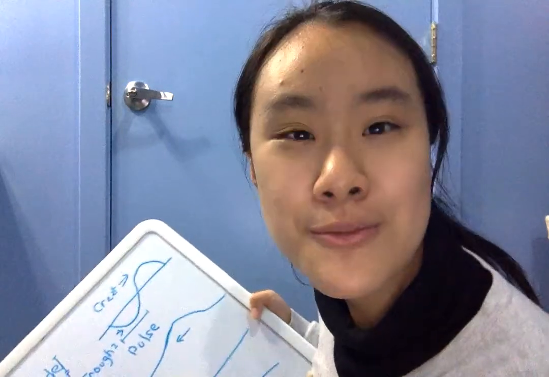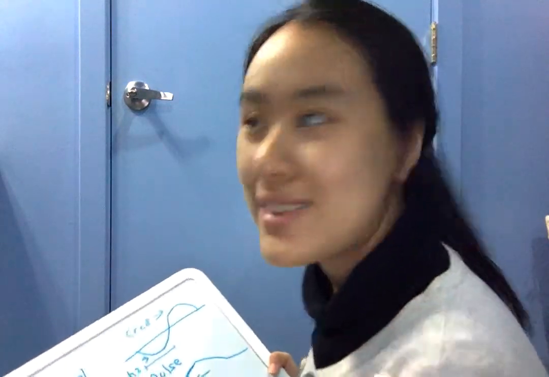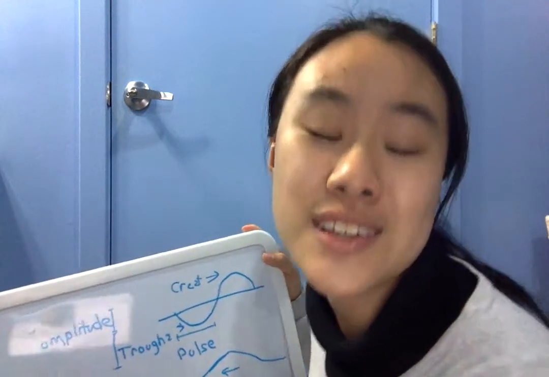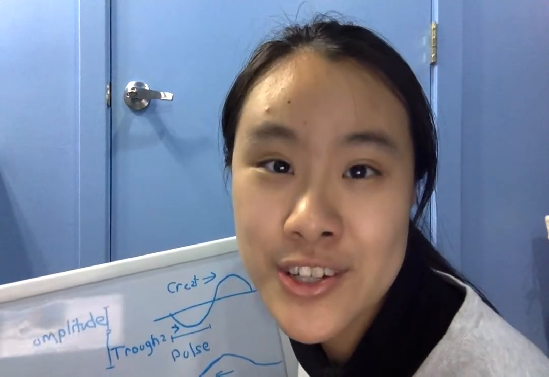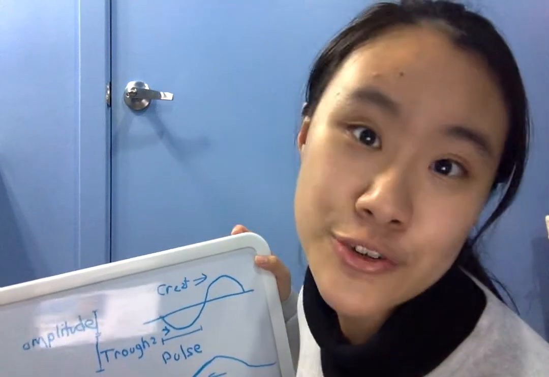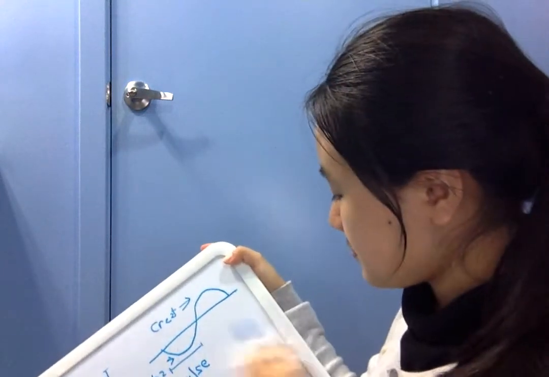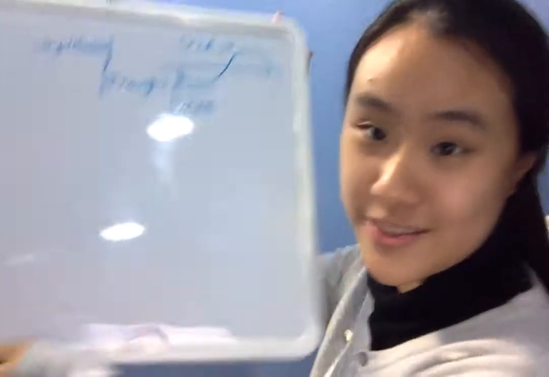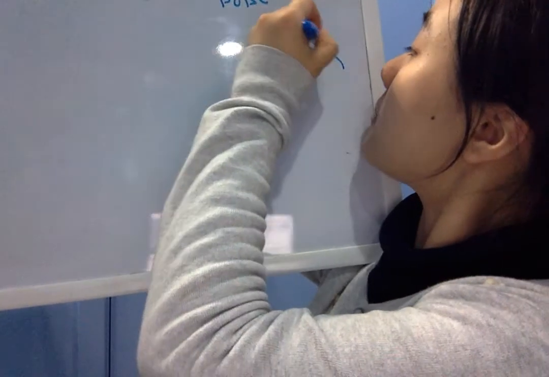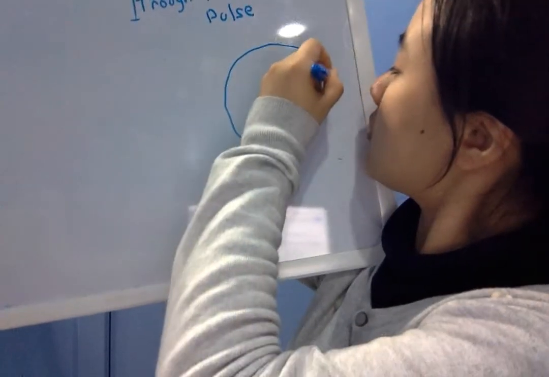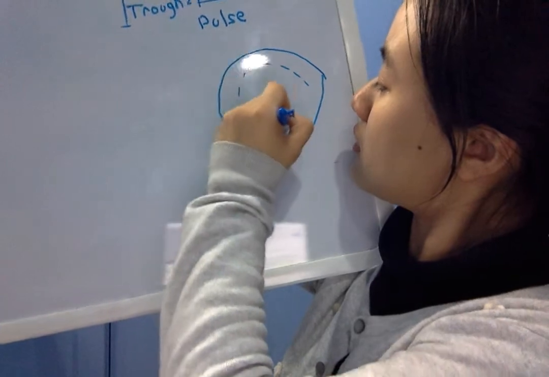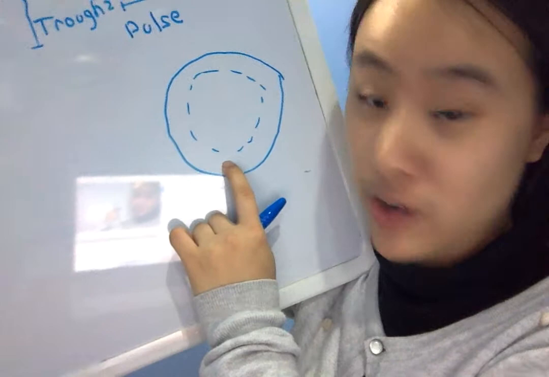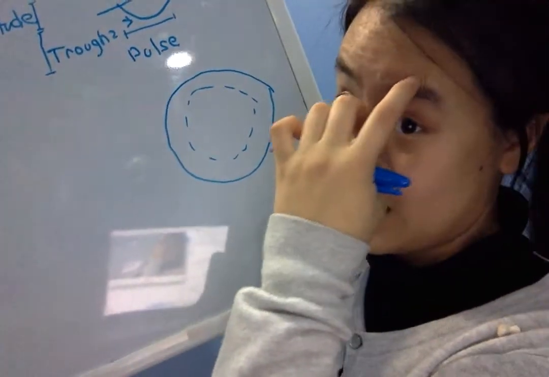To wrap up, I want to mention constructive and destructive interference situations that happen when two ripples collide. So say here's a ripple. The straight line represents the crest, the dotted line represents the trough, and here's another ripple.